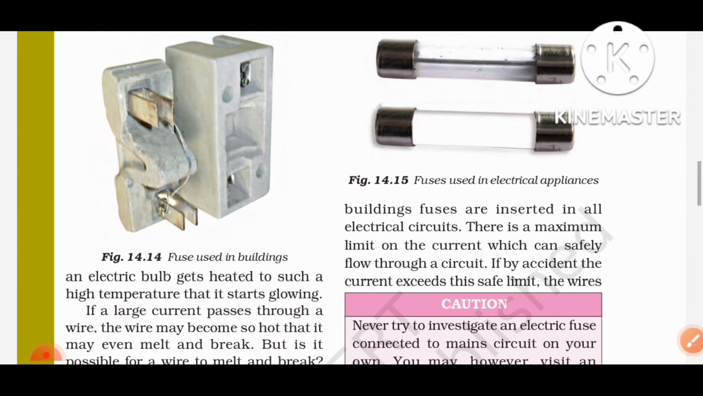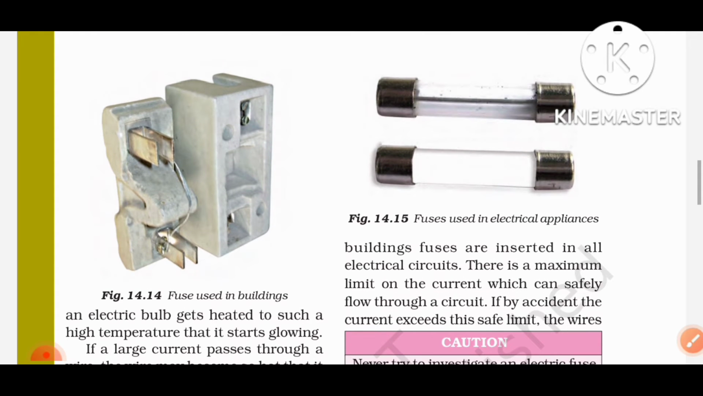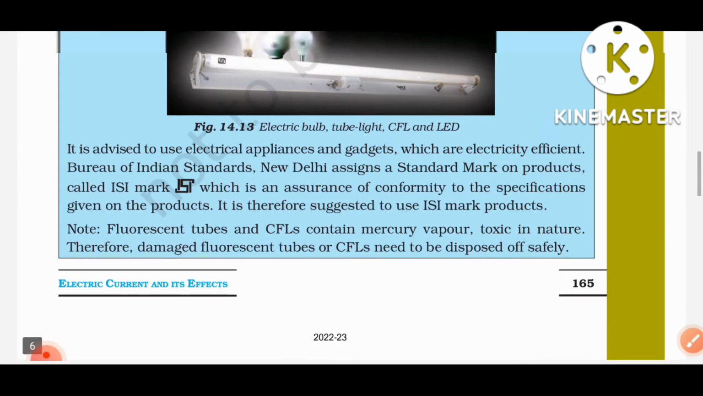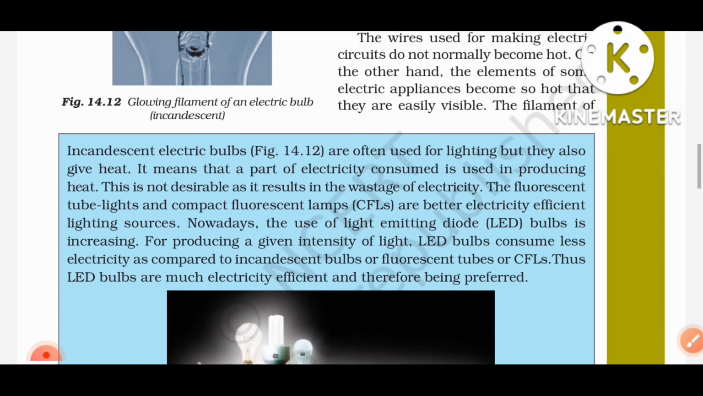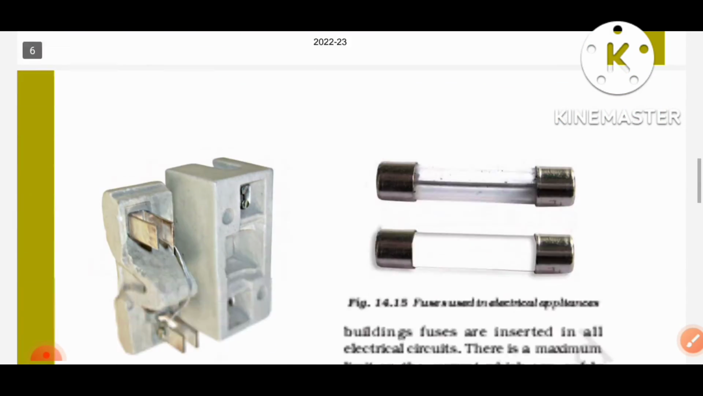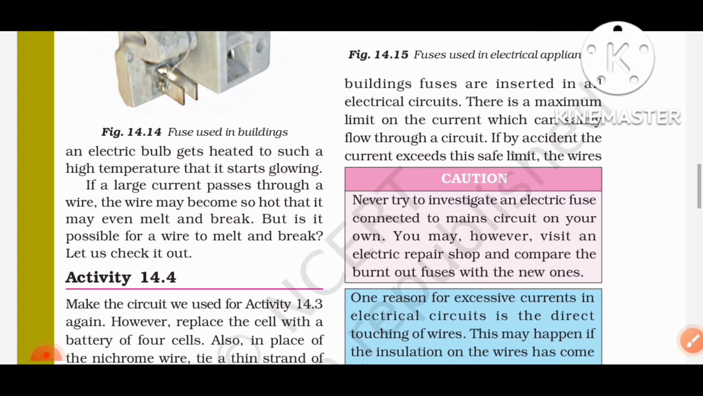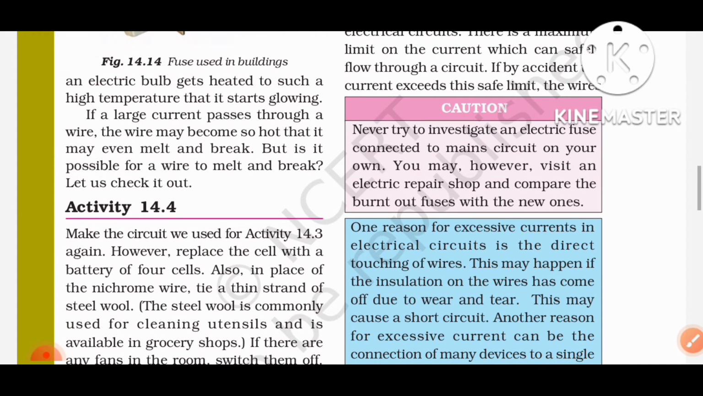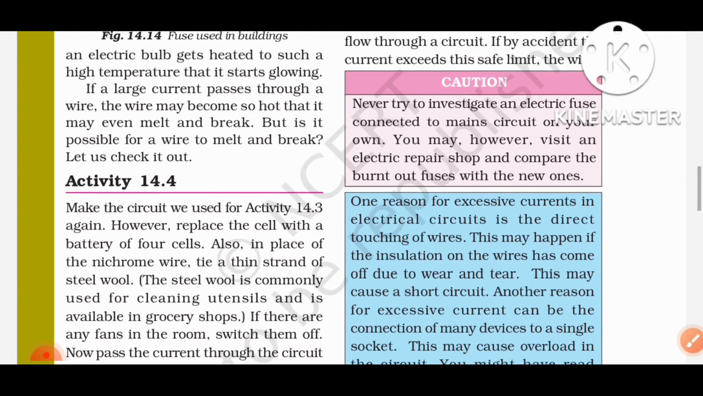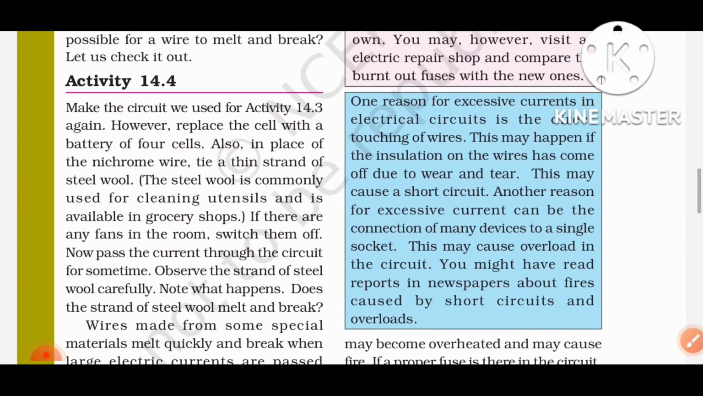Figure 14.14 Fuse used in buildings. The filament of an electric bulb gets heated to such a high temperature that it starts glowing. If a large current passes through a wire, the wire may become so hot that it may even melt and break. But is it possible for a wire to melt and break? Let us check it out.